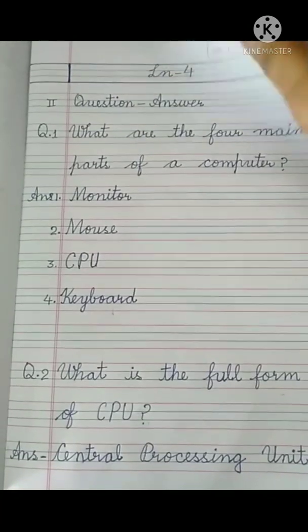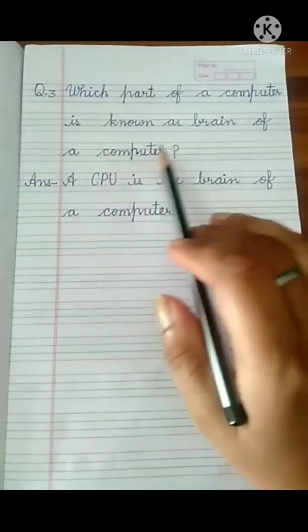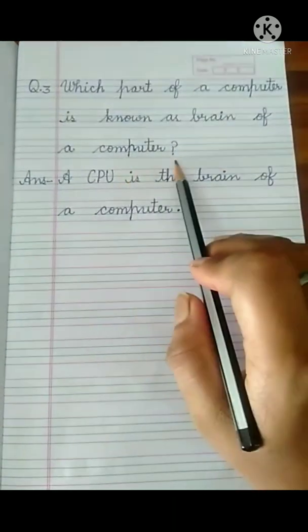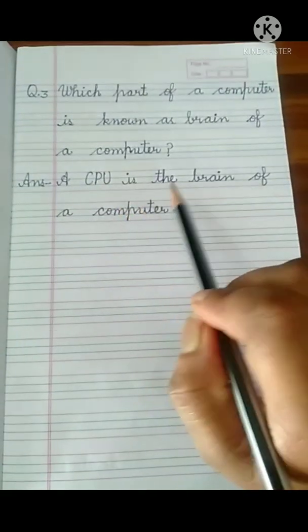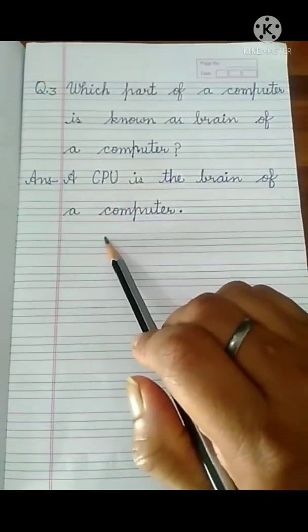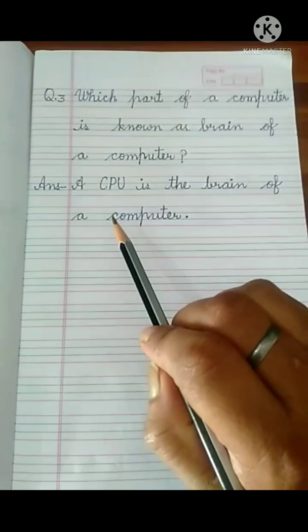Now question number 3. Which part of a computer is known as the brain of a computer? Question mark. Answer, a CPU is the brain of a computer. Now children, copy work is over.